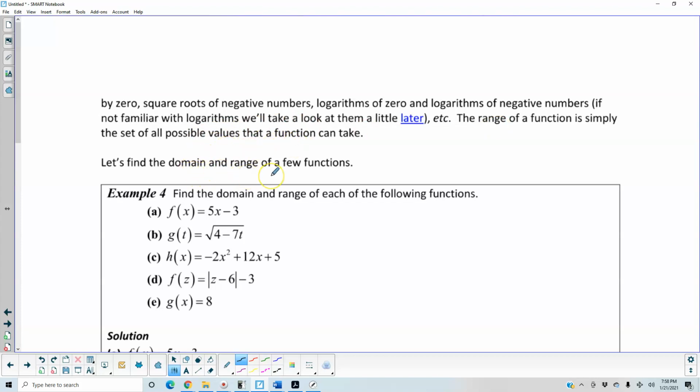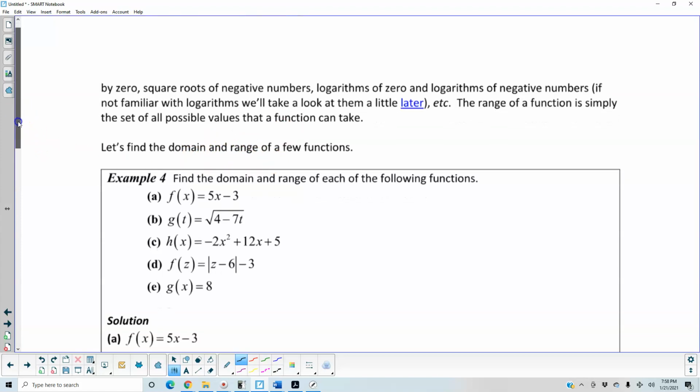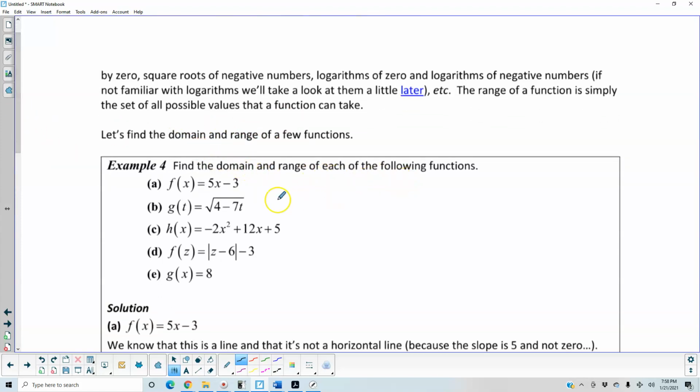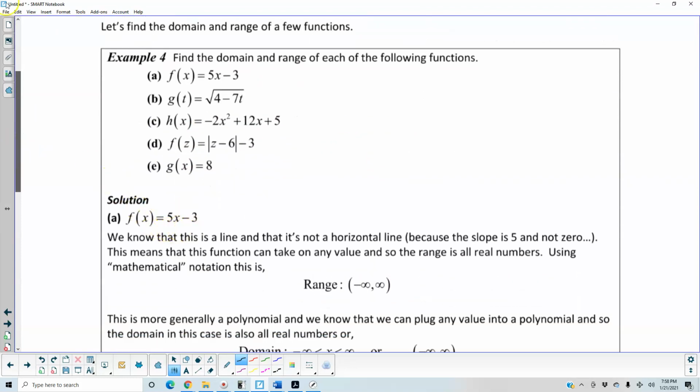Let's find the domain and range of a few functions. So for example 4, we're going to find the domain and range of each of the following functions. For part A, f of x is equal to 5x minus 3. We know that this is a line and that it's not a horizontal line because the slope is 5 and not 0. This means that this function can take on any value, and so the range is all real numbers. Using mathematical notation, the range is (negative infinity, positive infinity).